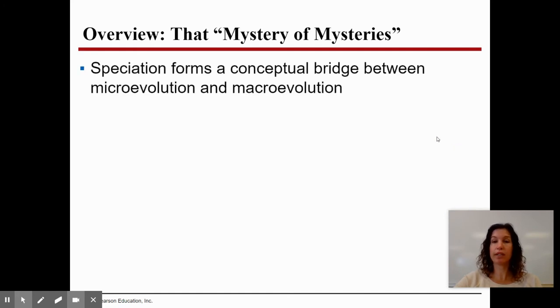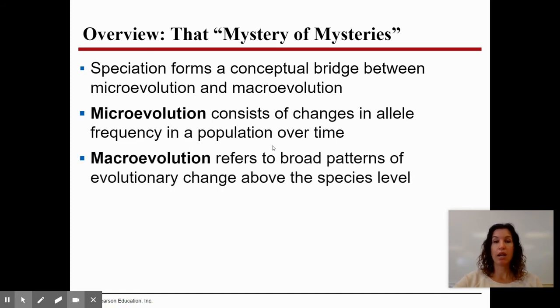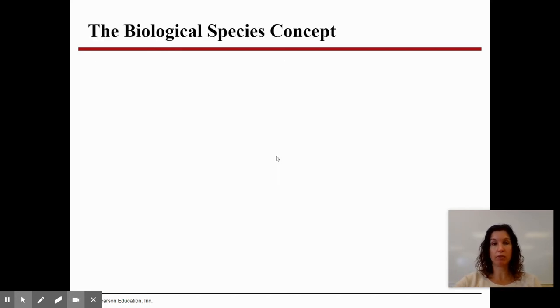Speciation forms a conceptual bridge between microevolution and macroevolution. So remember, microevolution consists of changes in allele frequency in a population over time. Macroevolution refers to the broad pattern of evolutionary change above the species level. So this is talking about new species being formed over millions of years.